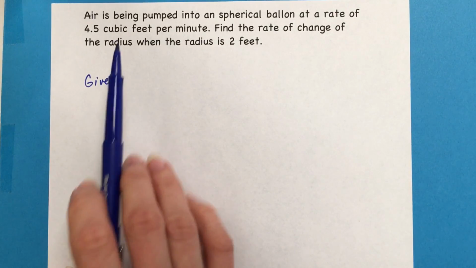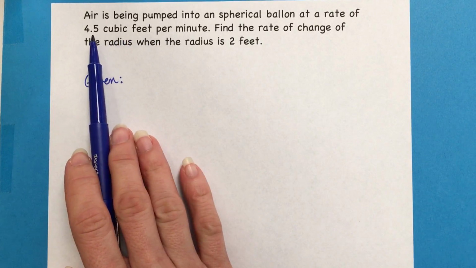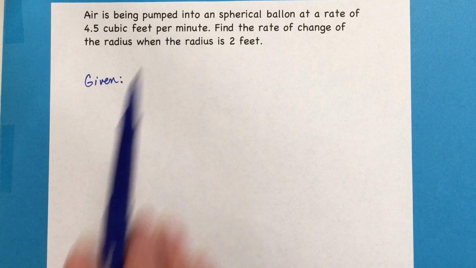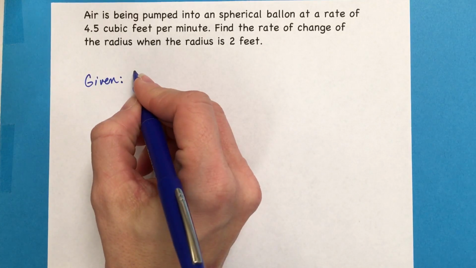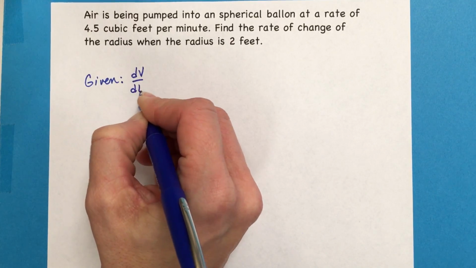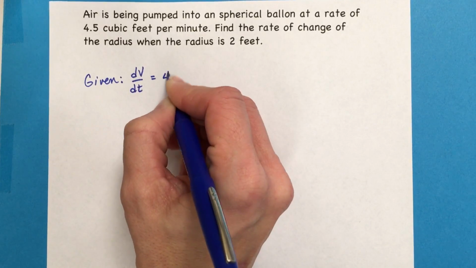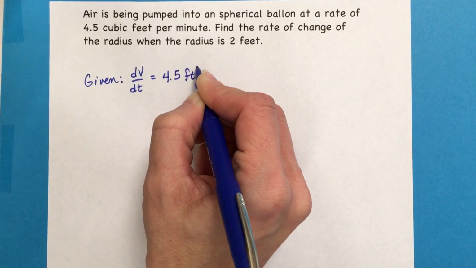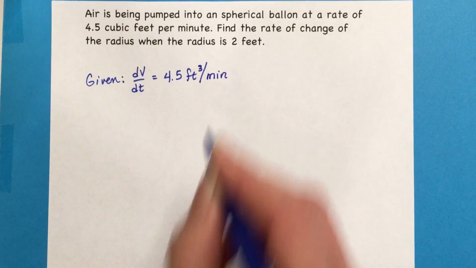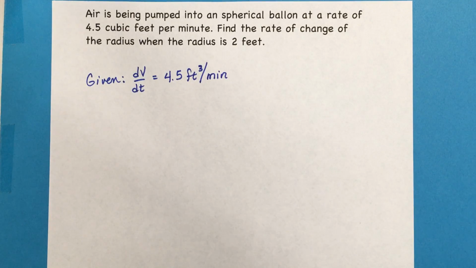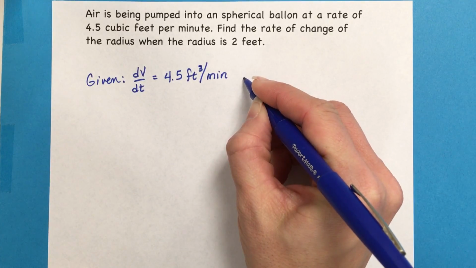We have 4.5 cubic feet per minute, so that would be a given rate. Of course, that would be the volume because it's in cubic units. So I'm going to call this dV/dt. So dV/dt would be equal to 4.5 cubic feet per minute. And we're looking at this rate of change when the radius finally reaches 2 feet.